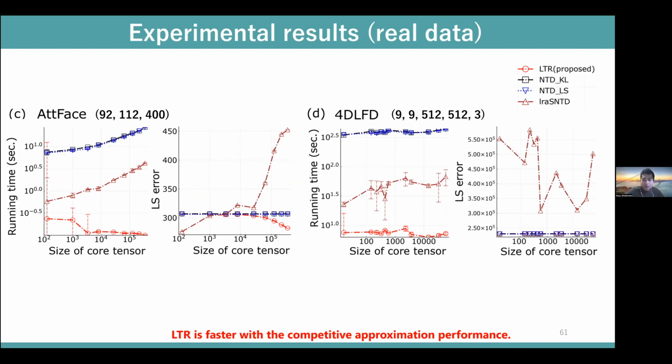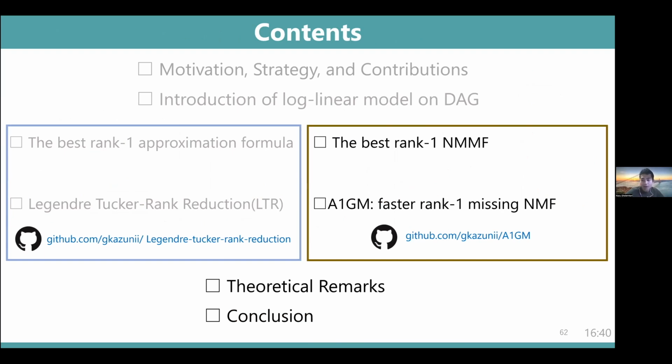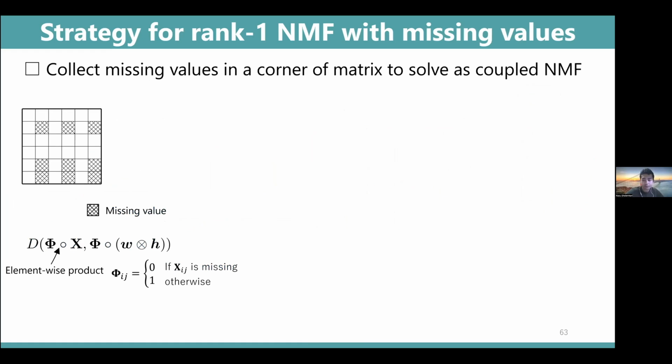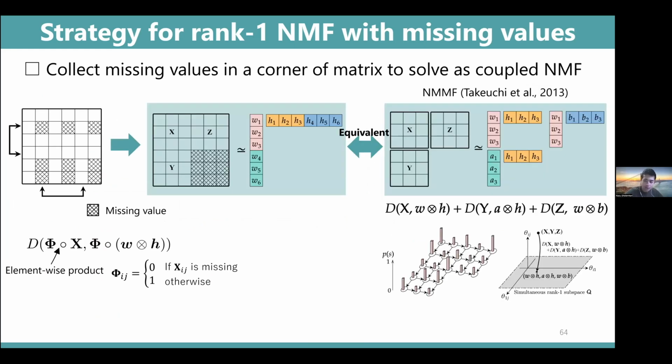Now we have covered how we perform Tucker rank reduction. So we can now move on to the second topic, NMF with missing values. In some tabular data, we can find some missing values. We want to do low-rank approximation with missing values. As a treatment for missing values, we optimize the weighted cost function. We propose a faster rank 1 approximation method with missing values.